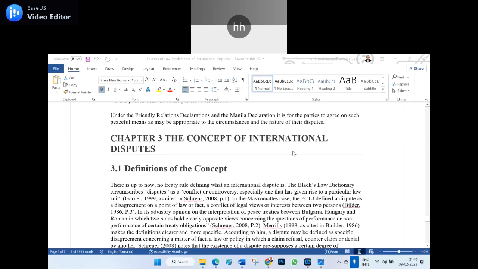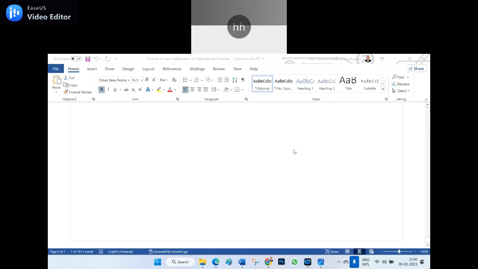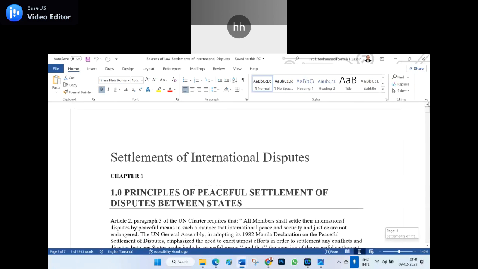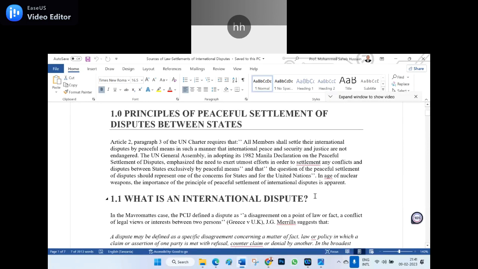Say yes. Yes, sir. We don't have the concept here and we don't study the other aspect of it, because we know what international disputes are concerned. The principle of the peaceful settlement of disputes between states, how it can be done, I already told you, but still we can make a hint here. Article 2, paragraph 3 of the UN Charter requires that all members shall settle their international disputes by peaceful means in such a manner that international peace and security and justice, these are the important punch words.